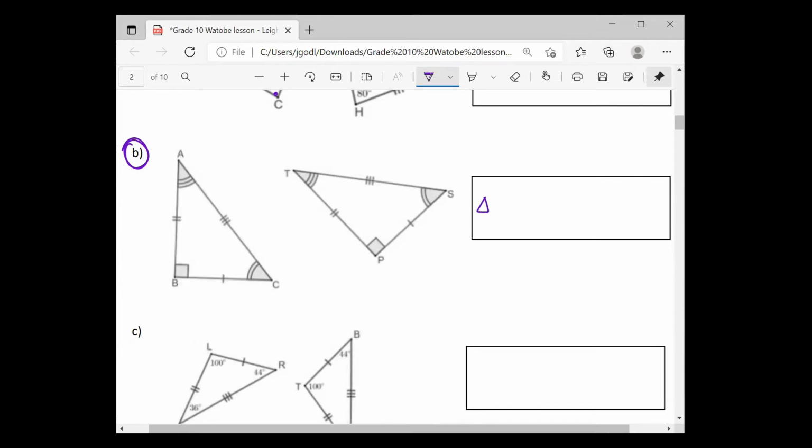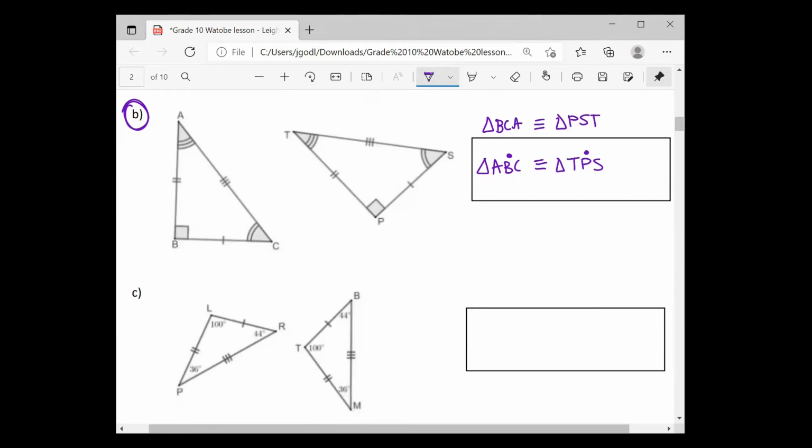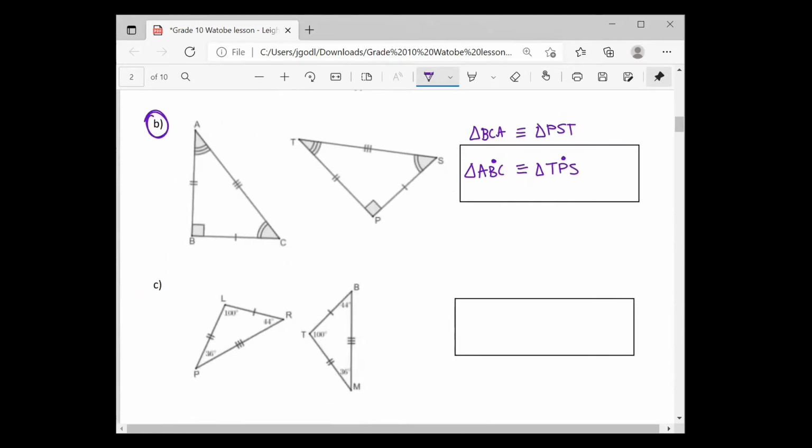Okay, so we have triangle ABC, and you're saying that that is congruent to triangle TPS, and I'm absolutely happy with that. Yes, great. Now, if you didn't write ABC for yours, so let's say you wrote triangle BCA, and so yours looks a little bit different. As long as they're corresponding, that's fine. So wherever the B is, the P needs to be. So then if you had PST, that's also perfect. Okay, cool. Well done. Okay, who would like to give me an answer for C?